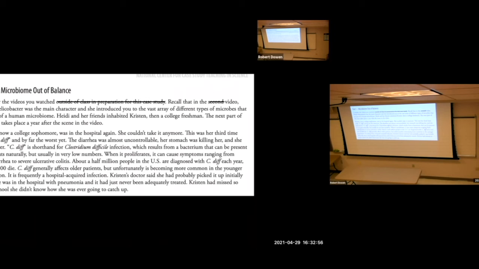Kristen is now a college sophomore, and she was in the hospital again, and she couldn't take it anymore. This was her third time with C. diff, and by far the worst. The diarrhea was almost uncontrollable, her stomach was killing her, and she had a fever.